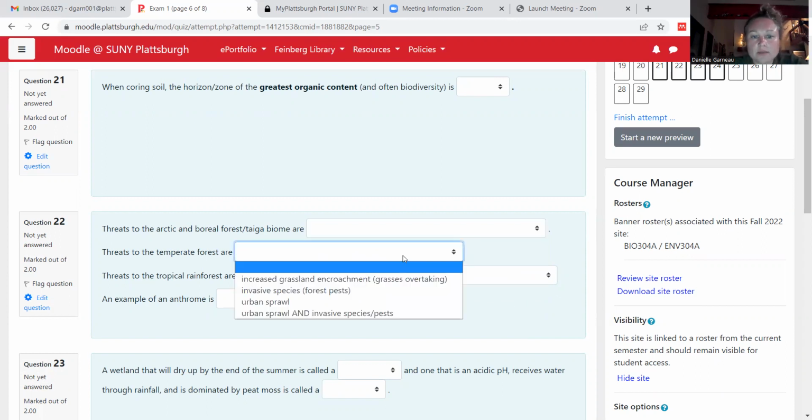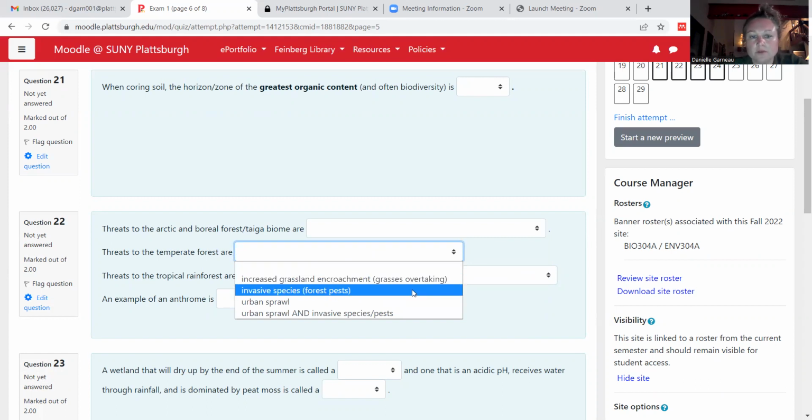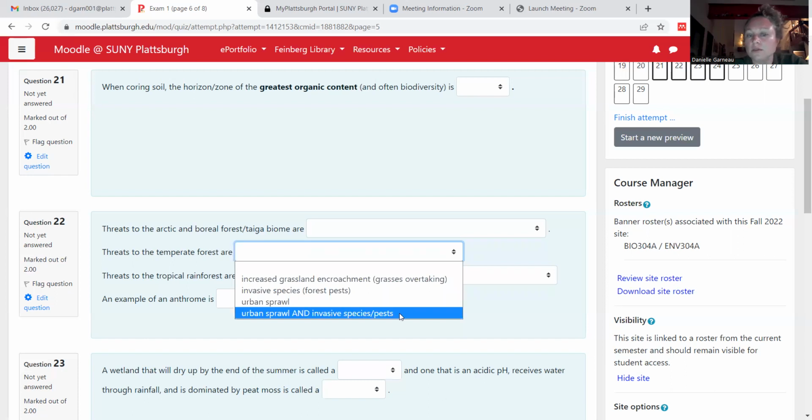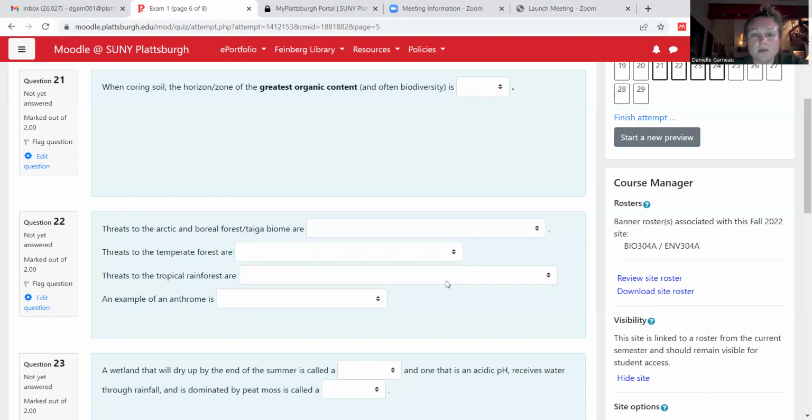Threats to the temperate, increased grass encroachment. We're not really seeing that happen all that much. Invasive forest pests, you guys saw one was passed around to you, and we talked about that a lot. Urban sprawl, certainly, we're in a temperate forest, so there's a lot of building going on. So urban sprawl makes sense. And therefore, urban sprawl and invasive pests would be appropriate.